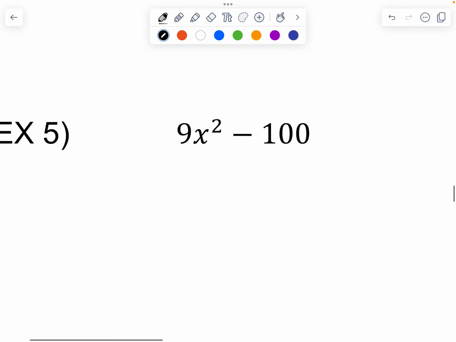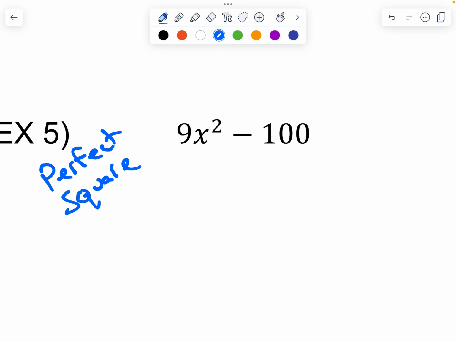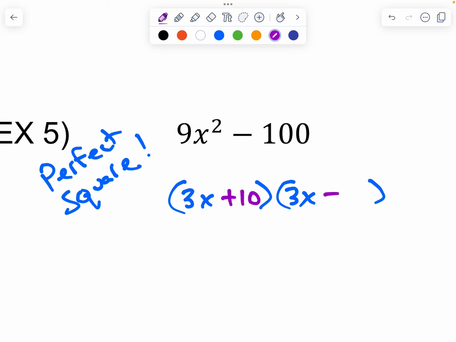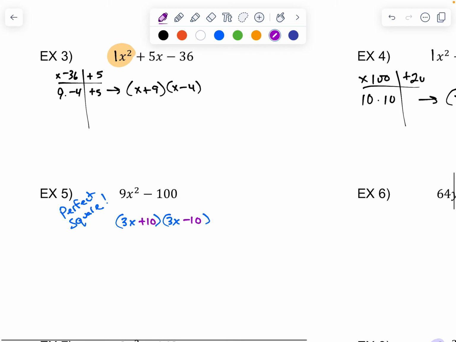This is a different one. You see a binomial here. It's not a normal problem with 3 terms. We have perfect squares though. So this is a perfect square problem. All right. So because it's a perfect square problem, we actually can split this up carefully, where 9 is 3x times 3x, and 10 times 10 is 100. So we have to make one of them positive and one of them negative because they have to multiply to get negative 100. And that would be the answer. But you have to recognize that it's a perfect square problem.